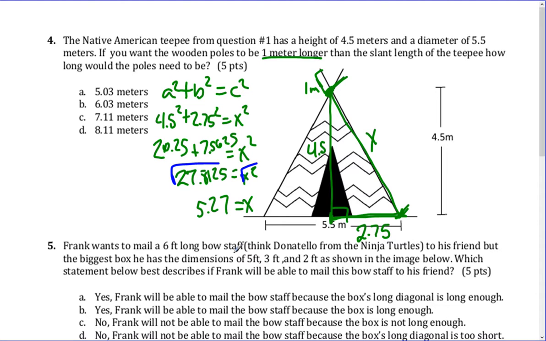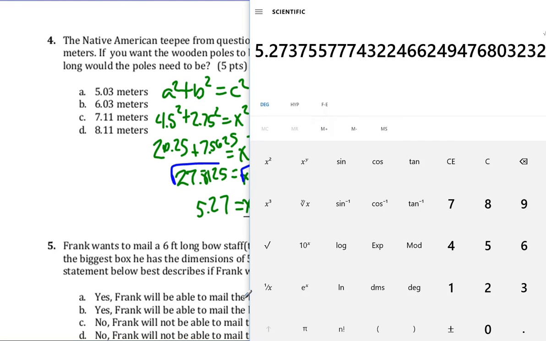I'm thinking there's a typo, because if that's my slant height and I add 1 meter, I'd get 6.27, and that's not one of my choices. So I'm wondering if I made a typo somewhere. So I'm going to double check my math.